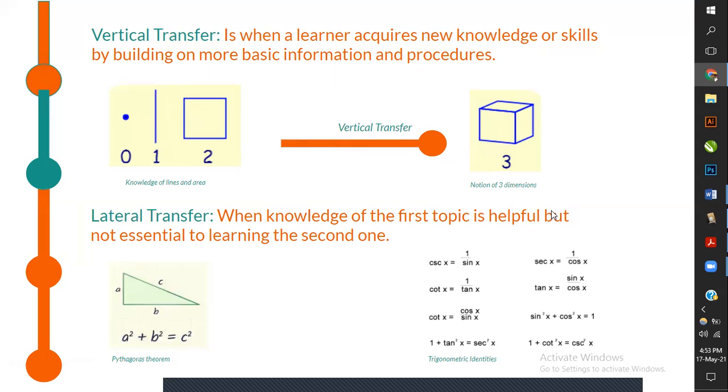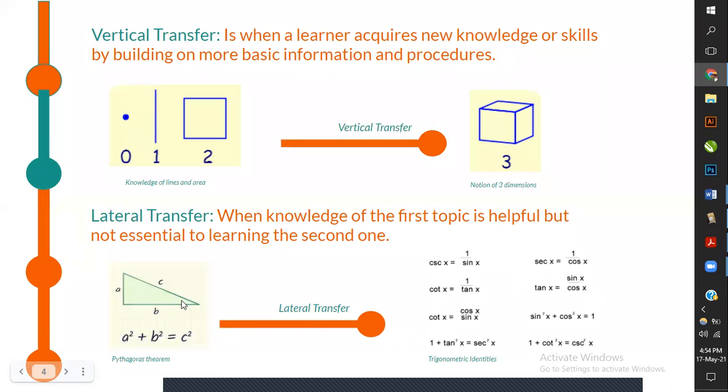So lateral transfer is when knowledge of a first topic is helpful, but not necessarily essential to learning the second skill, right? So the Pythagorean theorem is really helpful. It really does help you find distances of sides of triangles. That doesn't necessarily help you in learning trigonometric identities, but it is very helpful because sines and cosines and tangent can be explained through the SOHCAHTOA, right?